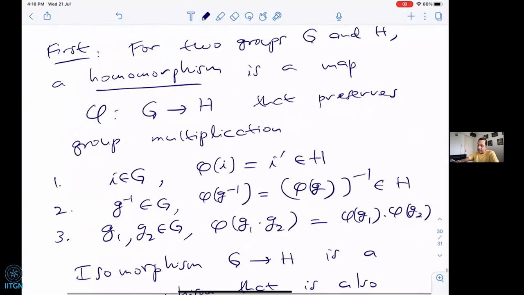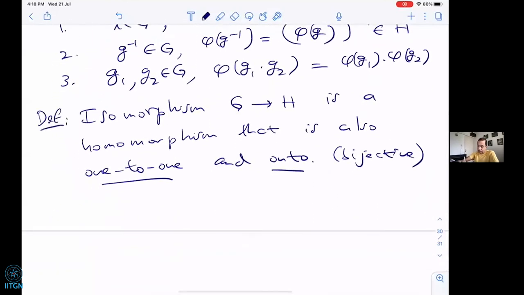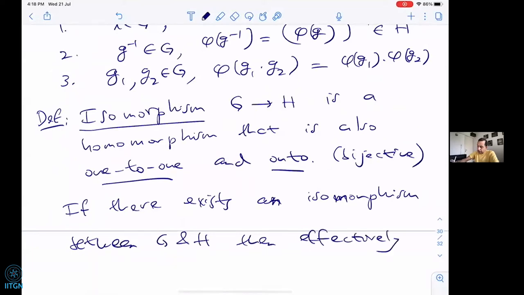So an isomorphism is a very strong thing. This is also a definition. And if there exists an isomorphism between G and H, then, you know, iso means same, and morphism, to morph means to transform. So if there is an isomorphism between G and H, then effectively G and H are the same group. This really is an identification.